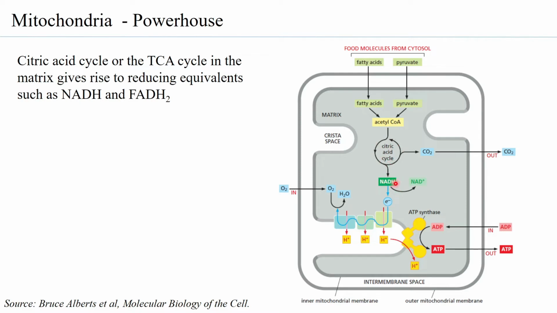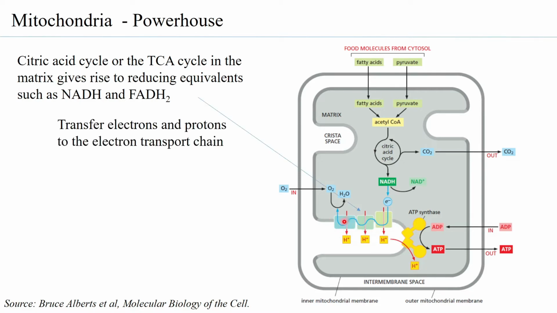Now these NADH and FADH2 would in turn give their electrons and the protons to the electron transport chain, or the electron transport system. So this electron transport system is now going to transfer the electrons that it has obtained from the NADH or FADH2.